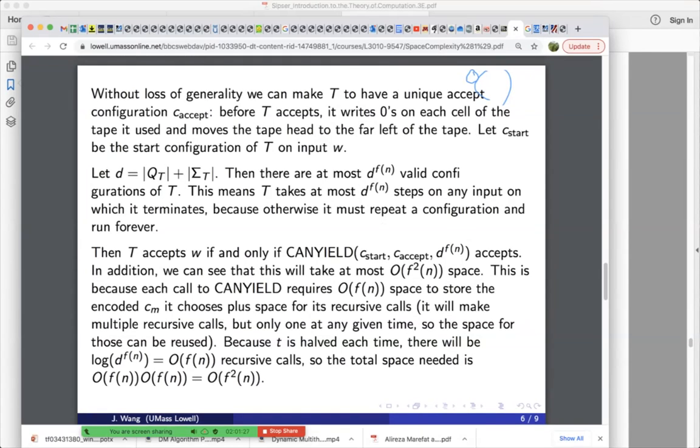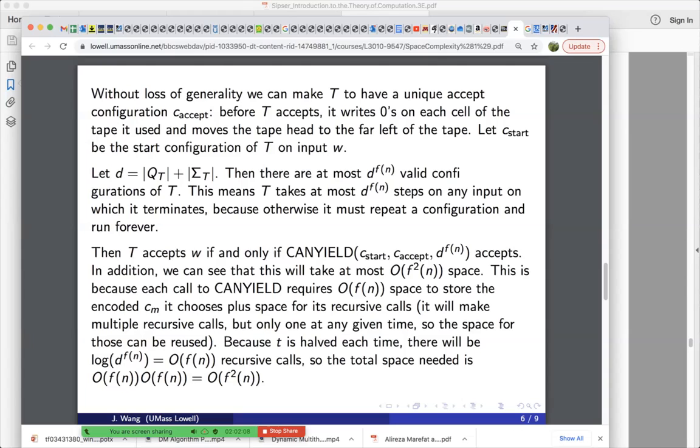All right, so now, without loss of generality, we can make T have a unique accept configuration, C accept. Which means that if you think about accept configurations, what we usually mean is that as long as an accept state is reached, whatever is on the tape is considered an accept configuration. But then there will be too many accept configurations we need to worry about. So of course, we can make it easier.